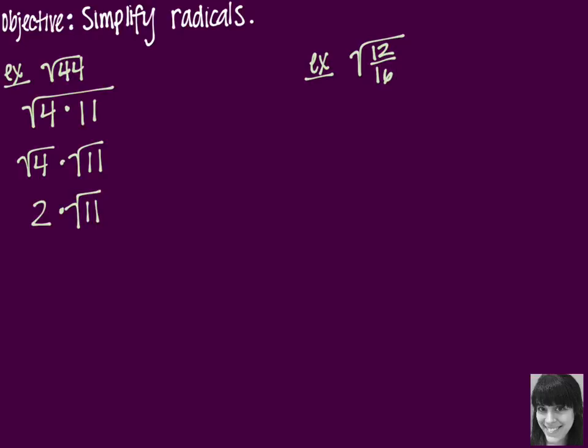But we don't like the times, so we're just going to take it away and we're going to have square root of 11 because these are the same things. We want to be as efficient as possible.